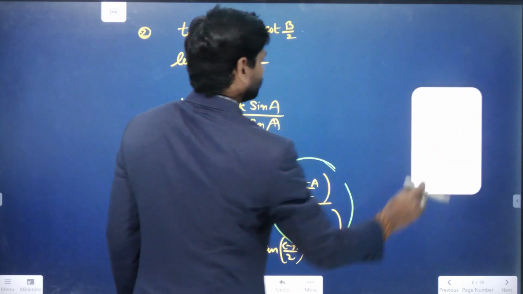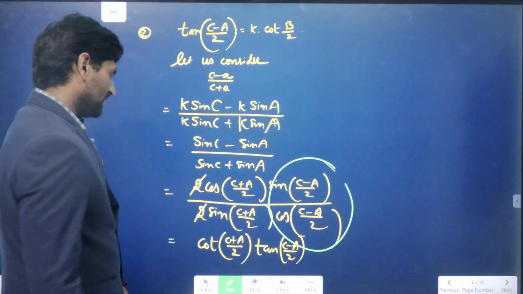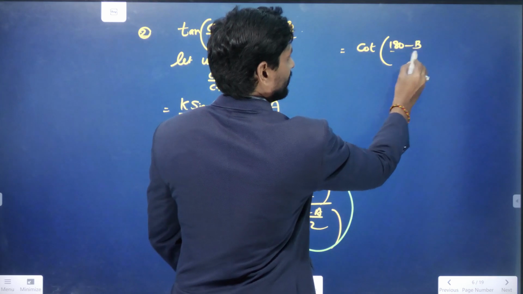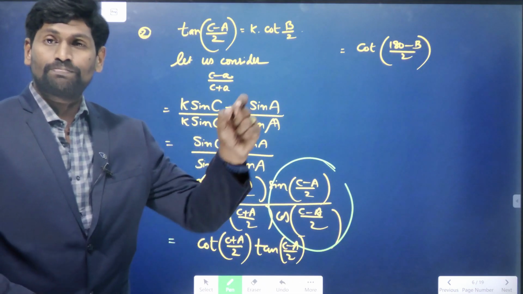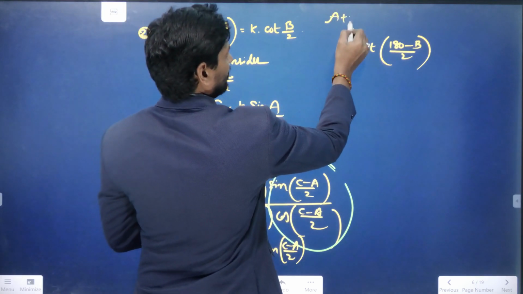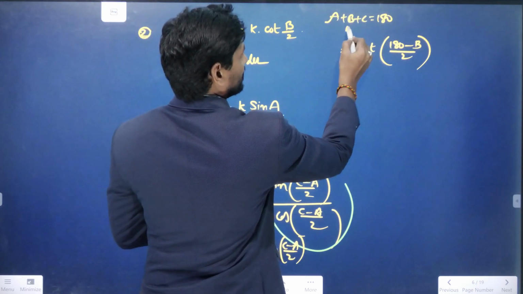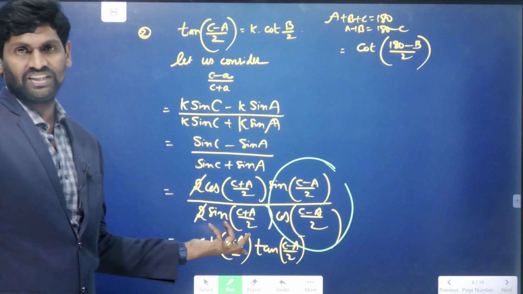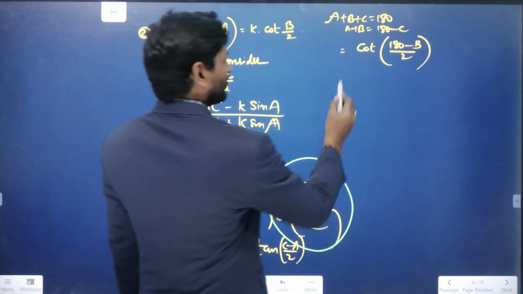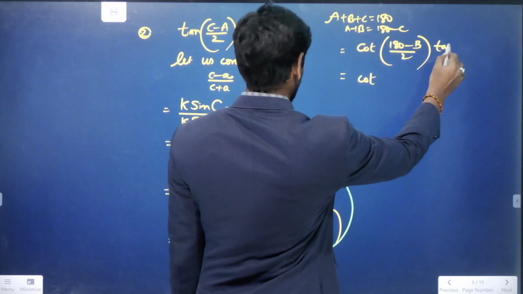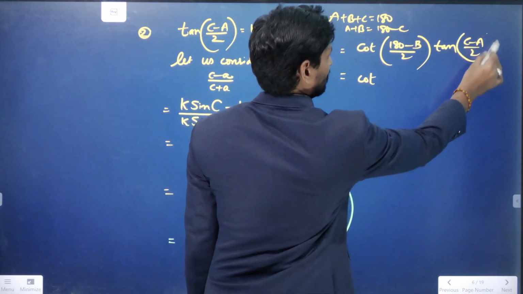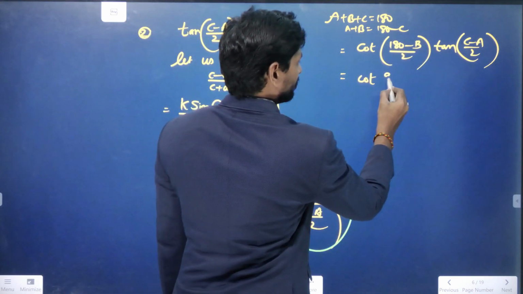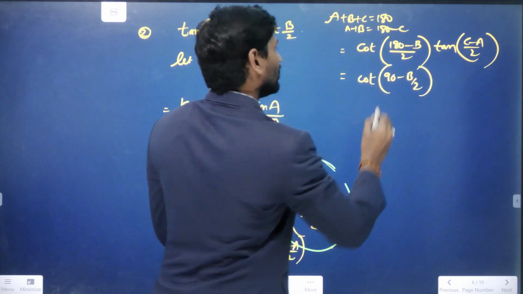Now let us see this. Cot (c plus a)/2, I am going to write as (180 minus b)/2. Because in the triangle a plus b plus c is equal to 180 degrees. ABC is a triangle, so a plus b is equal to 180 minus c. So I have c plus a or a plus c equal to 180 minus b. That is equal to cot of 180 by 2, 90 minus b by 2.